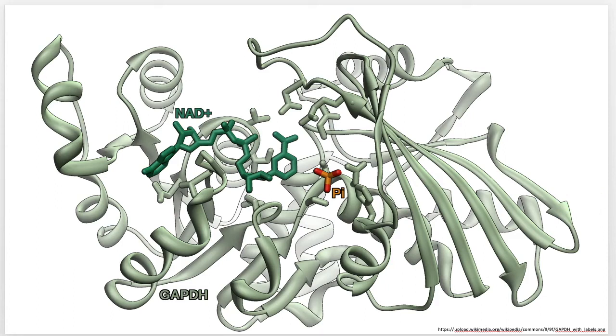Okay, so adding that inorganic phosphate onto that molecule causes it to be ejected from the active site. It doesn't want to stay in there anymore. This enzyme GAPDH, glyceraldehyde 3 phosphate dehydrogenase. Well, we took a hydrogen off of it. We added a phosphate as well, but we kind of name it after that.